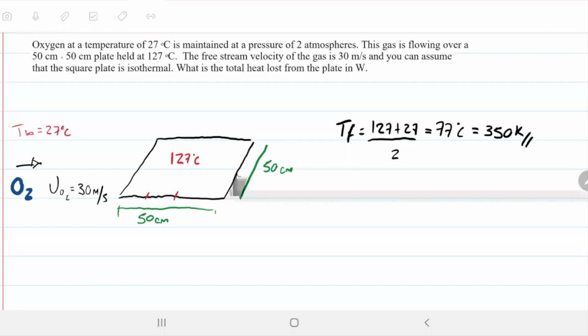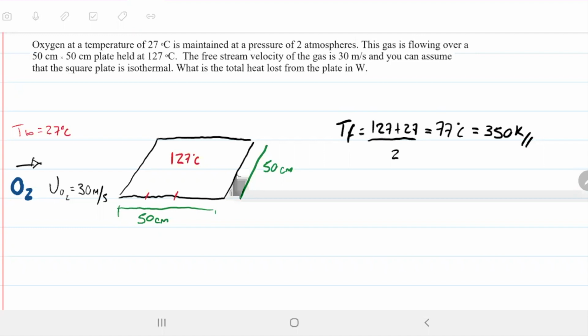Oxygen at a temperature of 27 is maintained at a pressure of 2 atmospheres. This gas is flowing over a 50 by 50 centimeter plate held at 127 Celsius. The free stream velocity of the gas is 30 meters per second, and you can assume that the square plate is isothermal. Its temperature is not changing, right? It's going to be the same throughout. What is the total heat loss of the plate in watts?